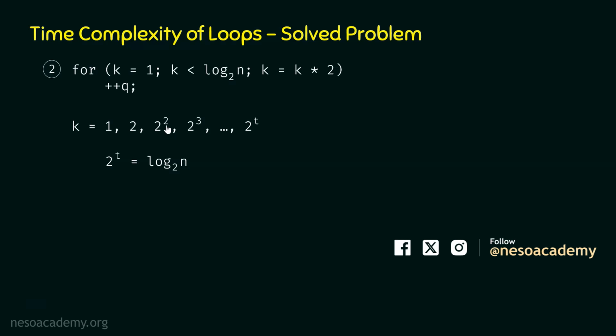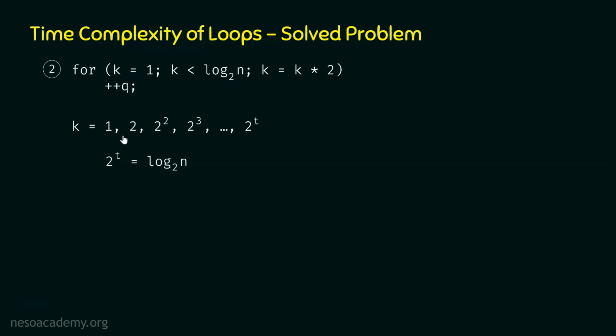Clearly, the power of 2 is always 1 less than the iteration number. As the last value of k is 2 power t, the iteration number for this must be t plus 1. As this is the last value of k, there are t plus 1 iterations of this for loop. Now if we find the value of t in terms of n, we will get the number of iterations of this for loop, and eventually we will get the value of q.